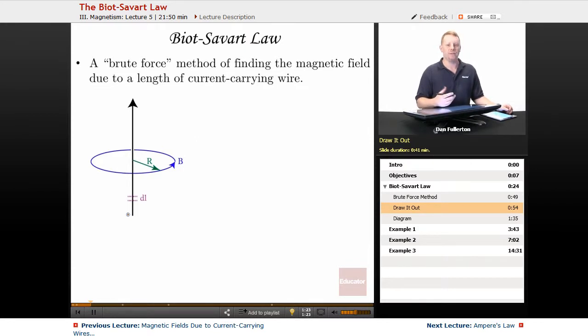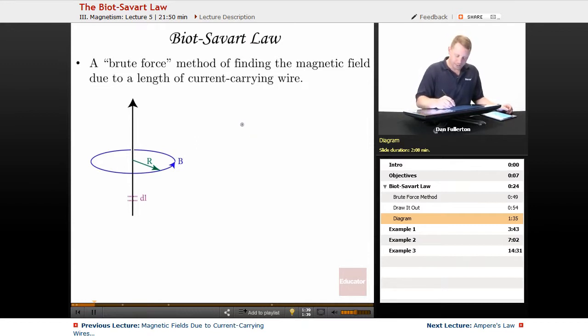It's not a straightforward process. It's not an easy formula. It's kind of the brute force method. And in our following lesson, we'll talk about a more streamlined method you can use when you have certain symmetries. So let's start off with a quick little diagram.